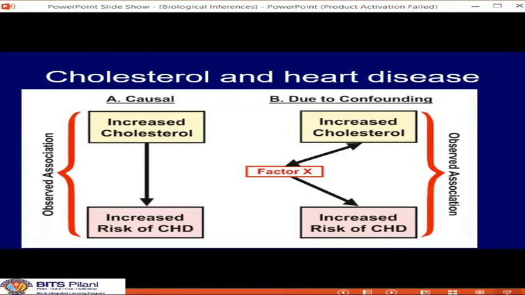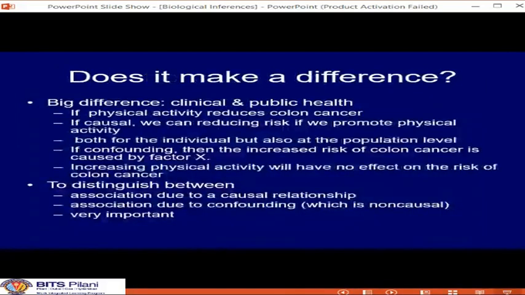Because physical inactivity is associated with both high cholesterol and the risk of heart disease, it could be termed a confounder. So it's very important, even if you have a strong feeling that cholesterol causes heart disease, to measure other risk factors which potentially could be confounders. Why should we bother about it? We all know that cholesterol causes heart disease. Does it make a big difference? As healthcare professionals, and as all of you are going to be health administrators, it makes a huge difference.